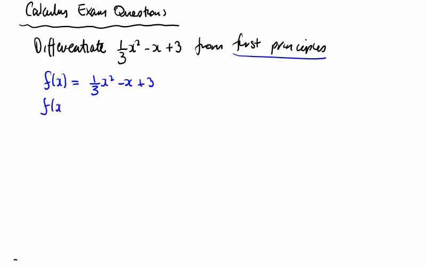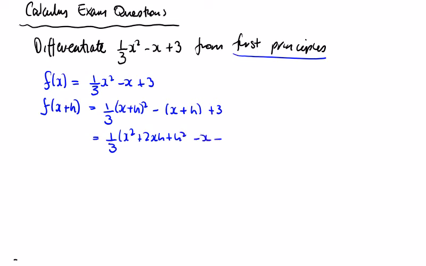You've learned this off. You're following the same procedure each time. f of x plus h is a third times (x plus h) squared minus (x plus h) plus 3, which is equal to a third times (x squared plus 2xh plus h squared) minus x minus h plus 3, which is equal to a third x squared plus 2 thirds xh plus a third h squared minus x minus h plus 3.